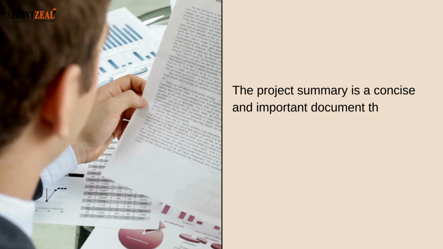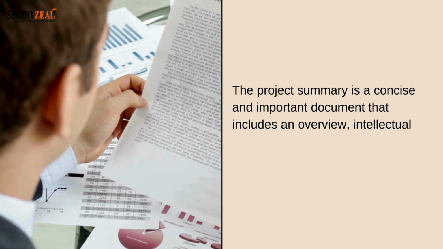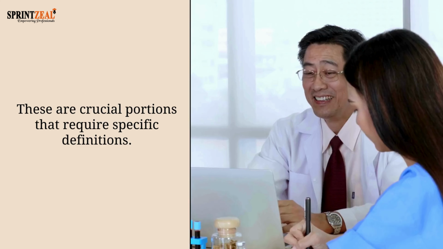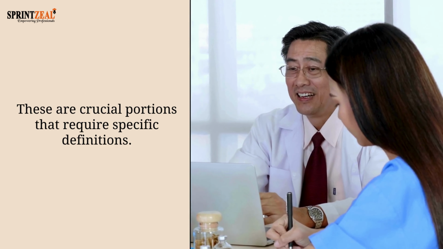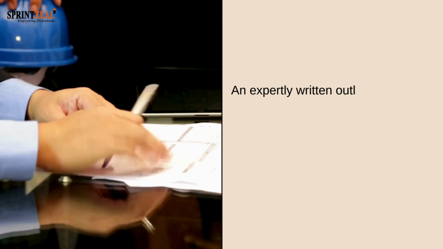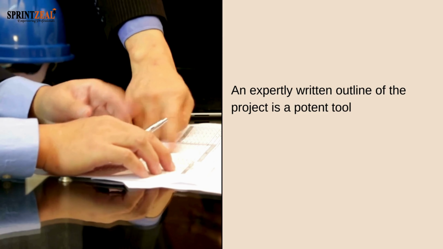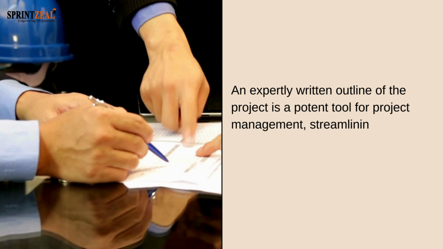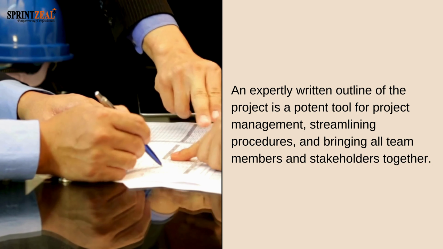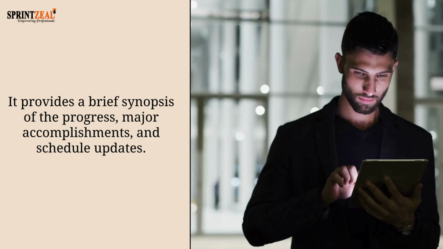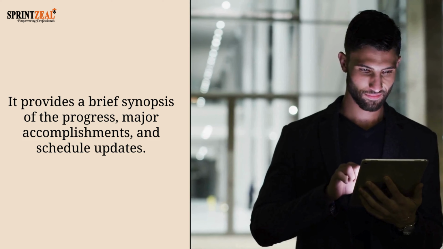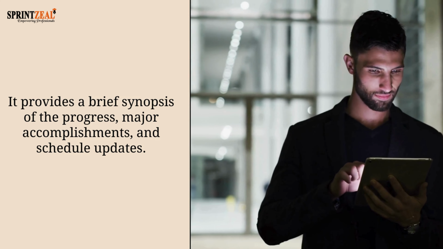An important document that includes an overview, intellectual merits, and broader impact sections. These are crucial portions that require specific definitions. An expertly written outline of the project is a potent tool for project management, streamlining procedures, and bringing all team members and stakeholders together. It provides a brief synopsis of the progress, major accomplishments, and schedule updates.